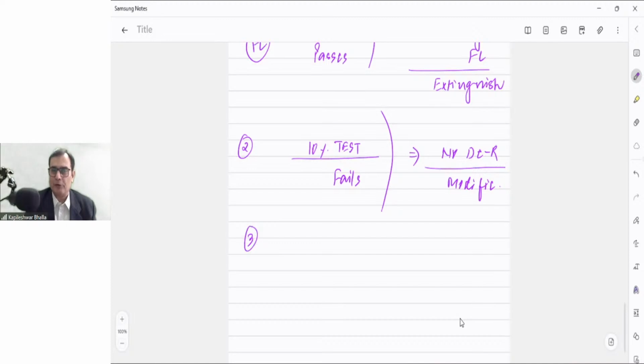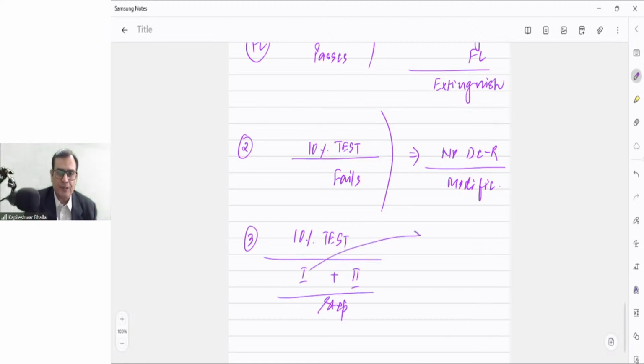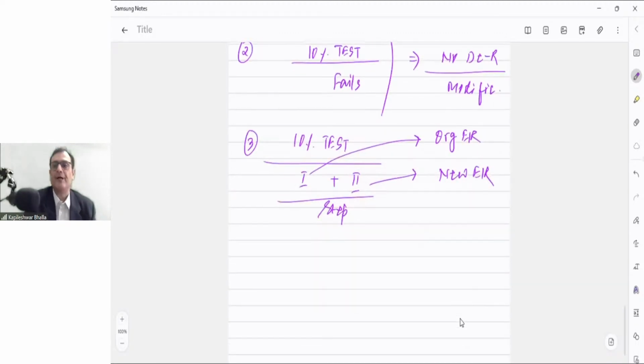Now, the third one is slightly tricky. When you apply the 10% test, can I say in this case, the step number 1 and the step number 2, you need to consider in step number 1 the original EIR, and you need to consider in step number 2 the new EIR. When you conduct the 10% test, step 1 uses the original EIR and step 2 uses the new EIR.